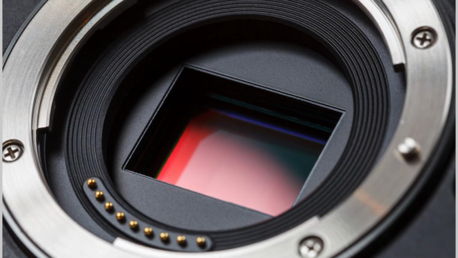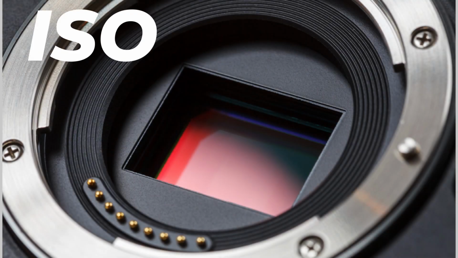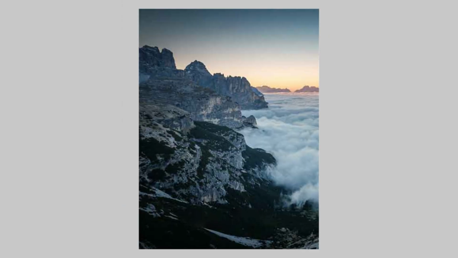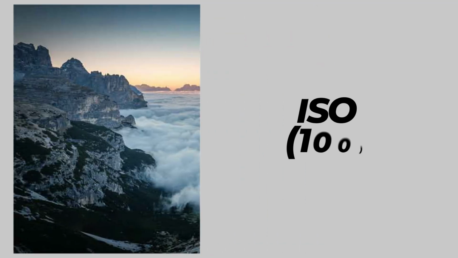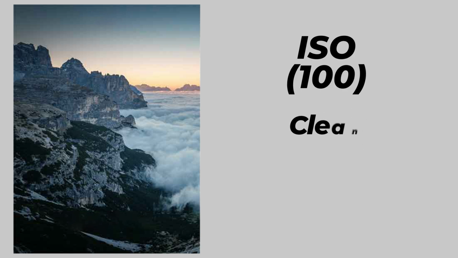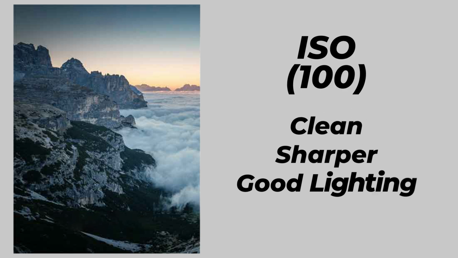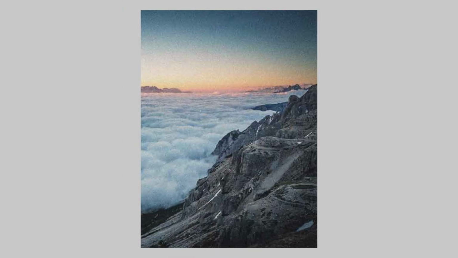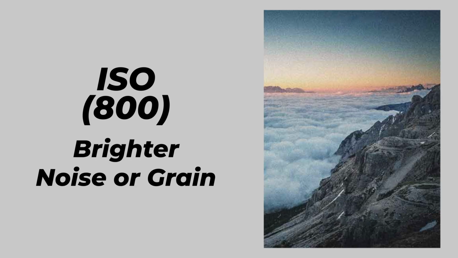Now, let's discuss ISO, which measures the camera sensor sensitivity to light. A lower ISO setting, such as ISO 100, produces cleaner and sharper images in good lighting conditions. However, in low-light situations, increasing the ISO, like ISO 800 or higher, helps capture brighter images, but it might introduce more digital noise or grain.